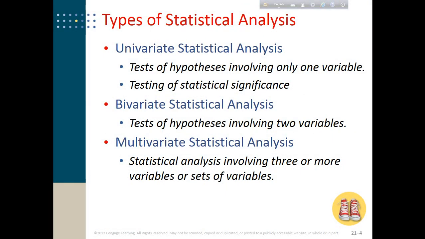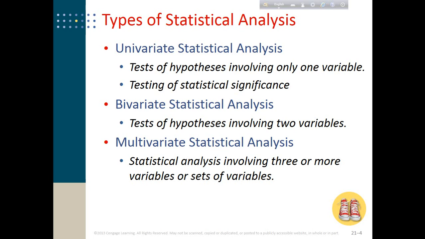I will start with discussing types of statistical analysis. Basically there are 3 types of statistical analysis: univariate analysis, bivariate analysis, and multivariate analysis. From the name, probably you understand that univariate statistical analysis involves one variable. That means if we are conducting a research or if we are testing a hypothesis that involves only one variable, we are actually doing a univariate analysis.